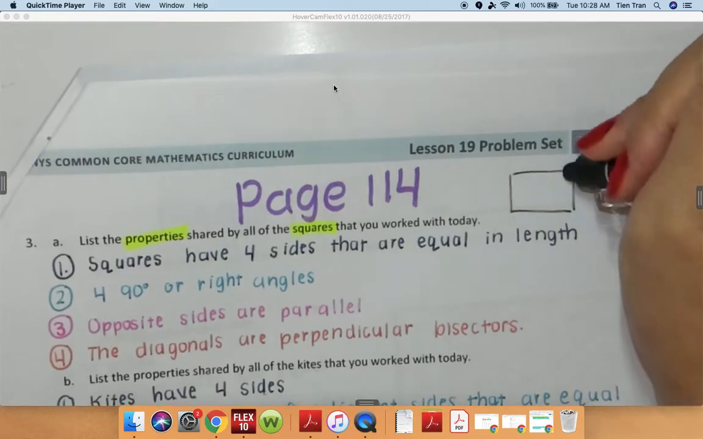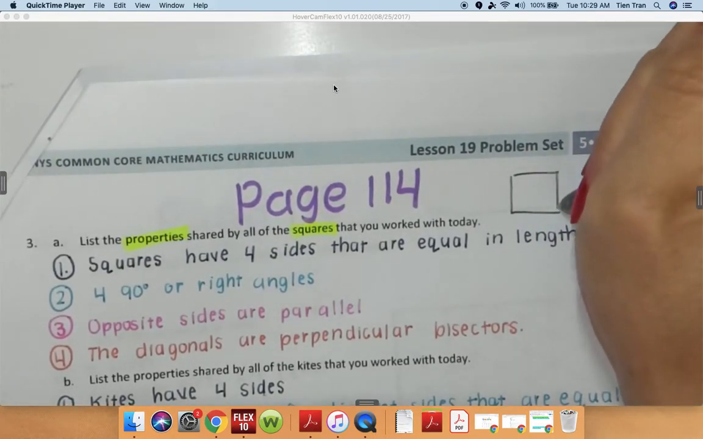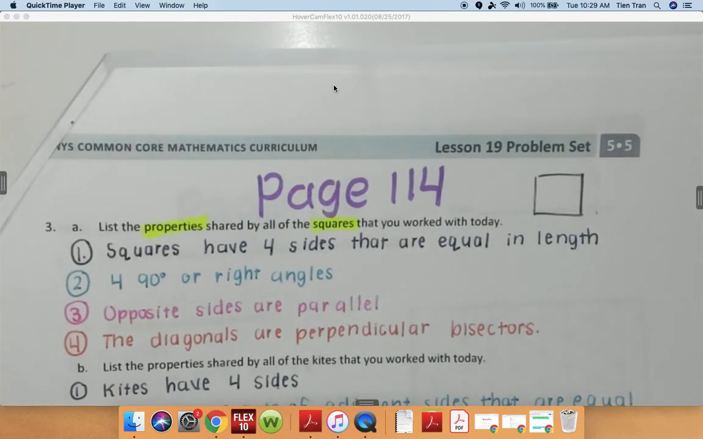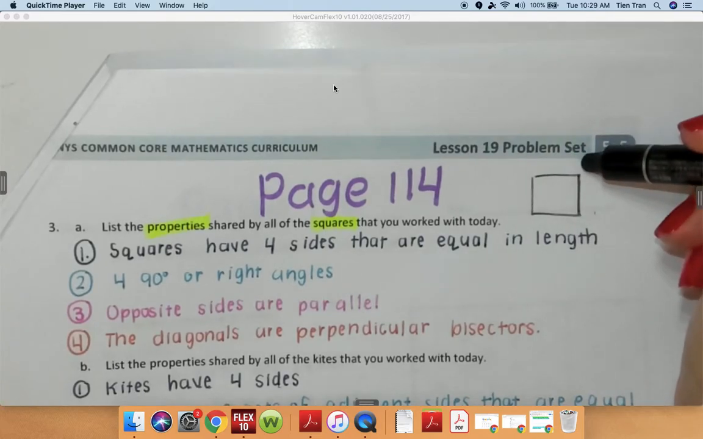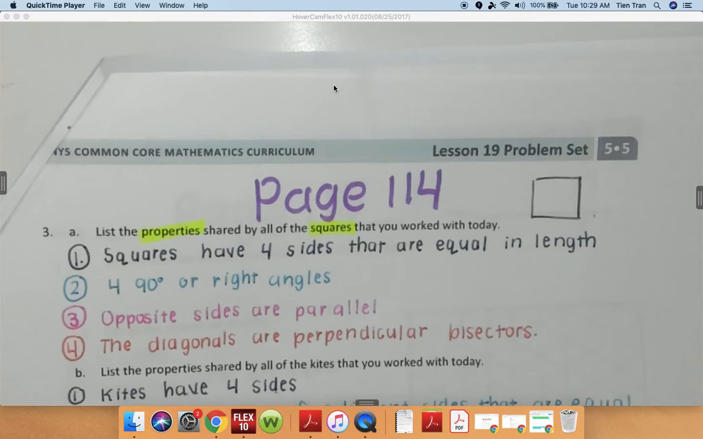It kind of looks like a rectangle. There you go. That's more of like a square. So squares have 4 sides that are equal in length. That means this side and this side and this side and this side are all equal to each other. They are not longer, they are not shorter, they're exact same lengths, okay?